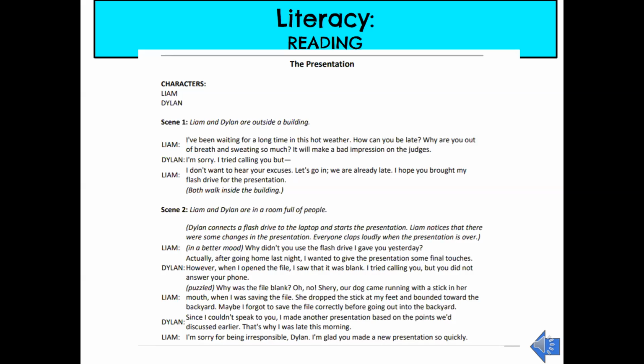Dylan: Oh no! Sherry, our dog, came running with the stick in her mouth when I was saving the file. She dropped the stick at my feet and bounded toward the back door. Maybe I forgot to save the file correctly before going out into the backyard. Well, since I couldn't speak to you, I made another presentation based on the points we discussed earlier. That's why I was late this morning. Liam: Oh man, I'm sorry for being irresponsible, Dylan. I'm glad you made a new presentation so quickly. And scene. Thank you very much. And I'm taking my bow on encore.